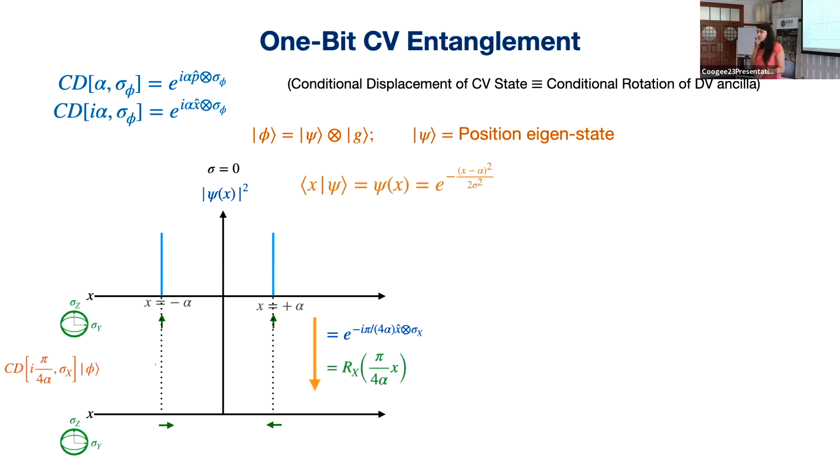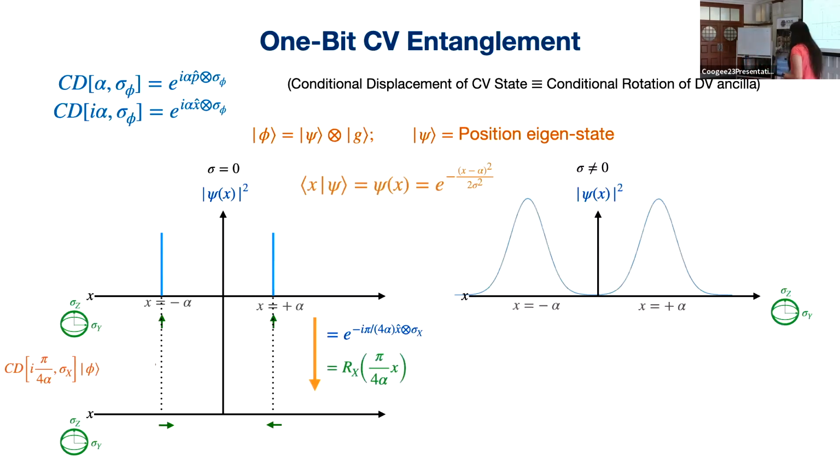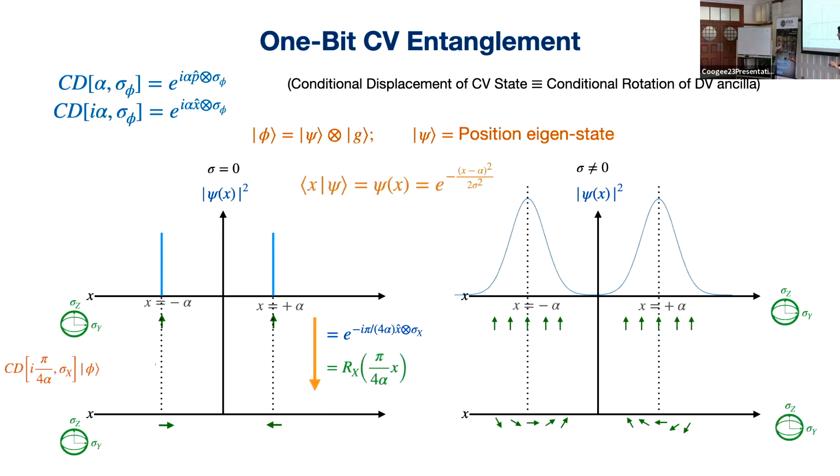So when sigma is not equal to 0, I have a Gaussian state. And at each position eigenstate, my qubit right now at the very beginning is in the plus z state, because right now I'm not entangled. As soon as I apply this conditional displacement, at exactly the peak, I did exactly what I wanted. So for the left state, I'm at plus y, and for the right state, I'm at minus y.